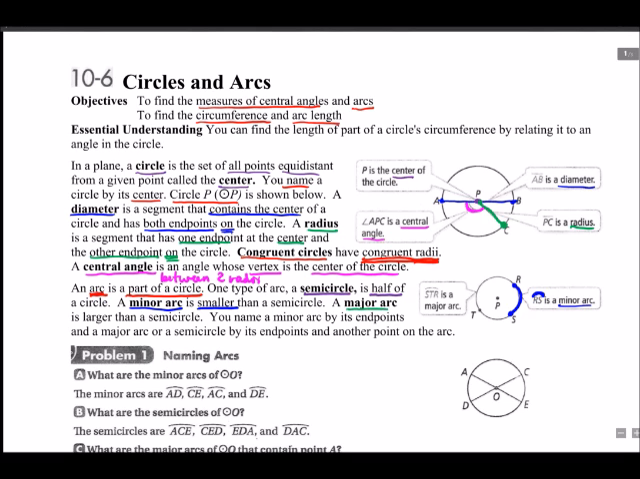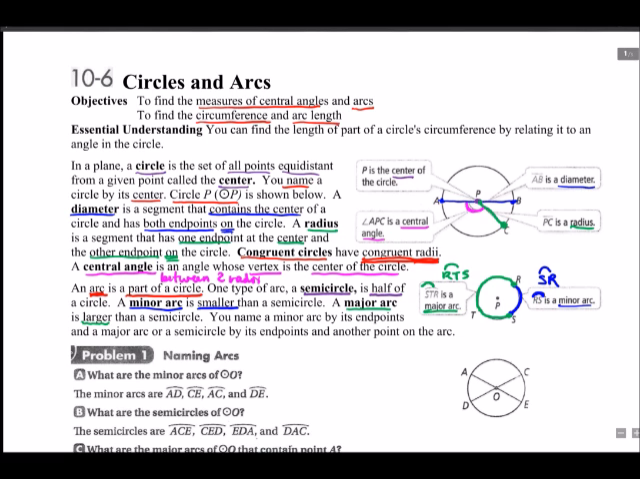A major arc, you guessed it, is larger than a semicircle. So arc STR, so we started here, S, went through T and around to R, is a major arc. We also could have named this arc RTS. We could have started at R, gone through T, and hit S. We'll make a little note over here. This could be arc SR.